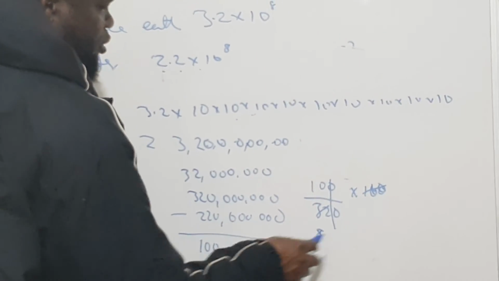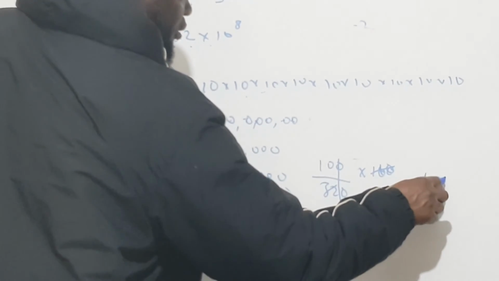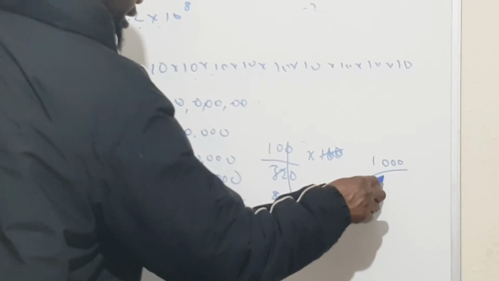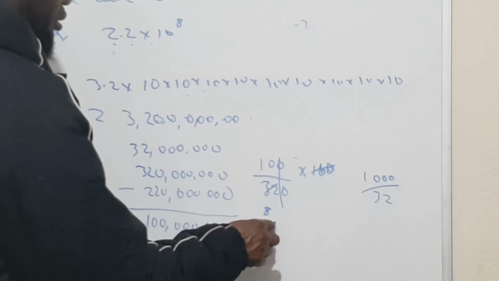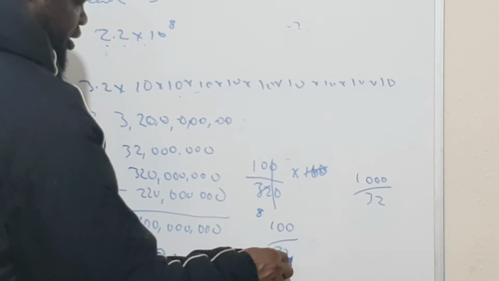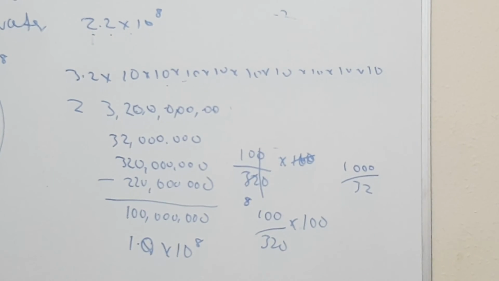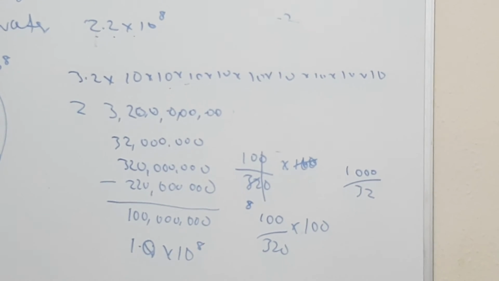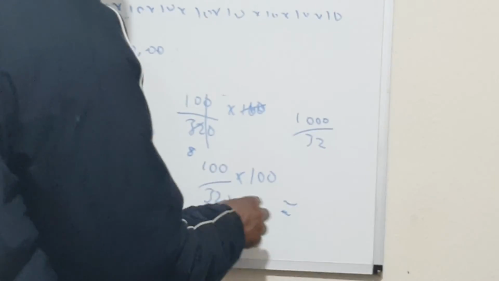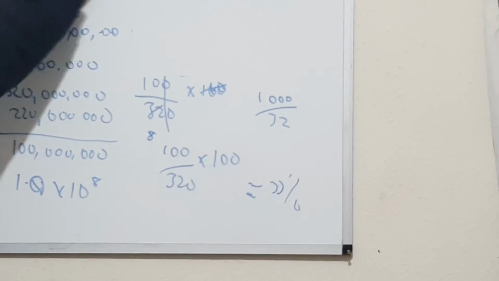No, wait. So if we cancel, that's going to be 100 or 1,000 divided by 32. Yeah, 4 can go to 32 8 times. 100 divided by 320. Can you take that into percentage, please? Because 100 over 300 is 1/3, in it. Approximately 33%. Okay? Approximately 33%.